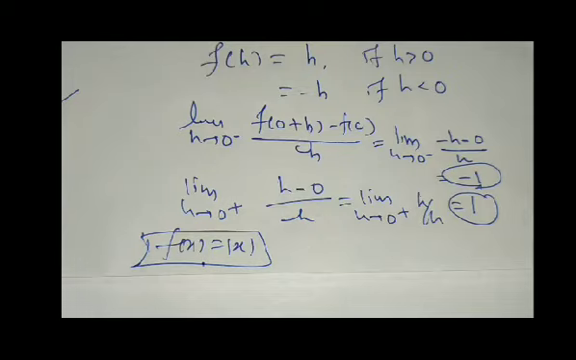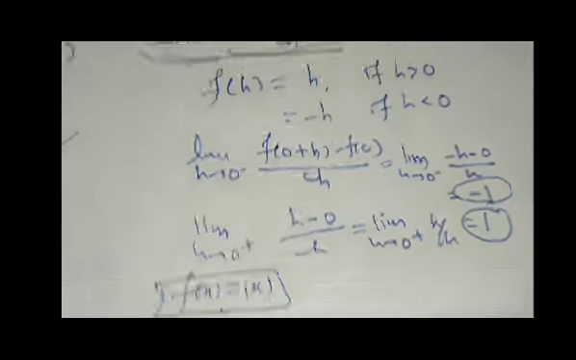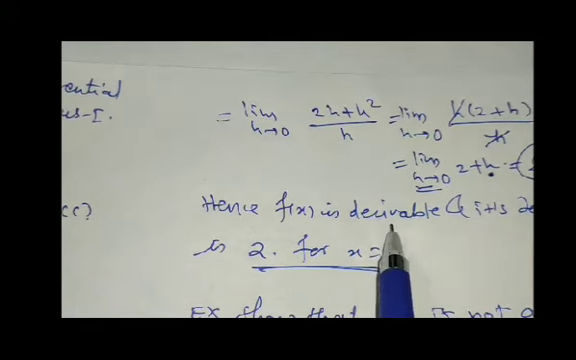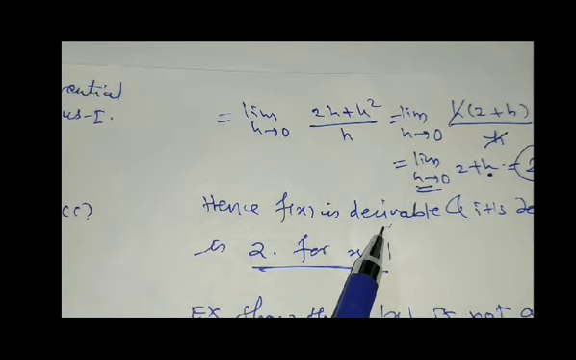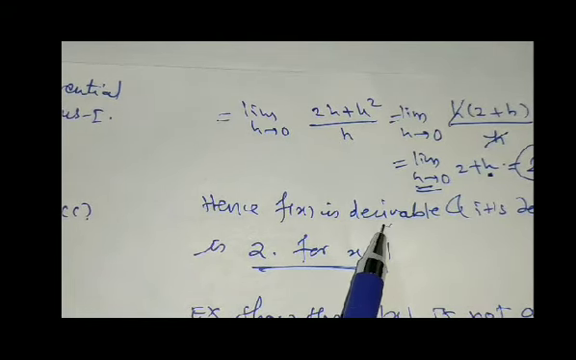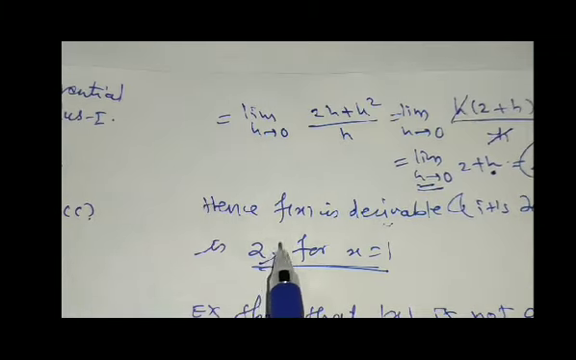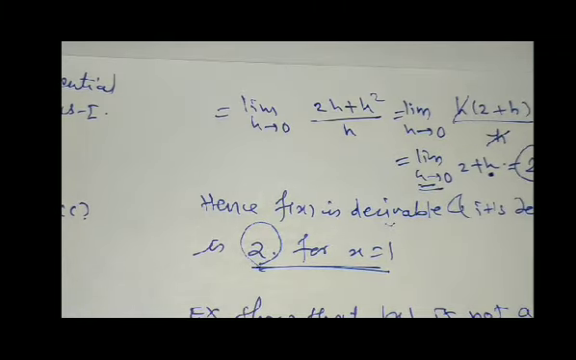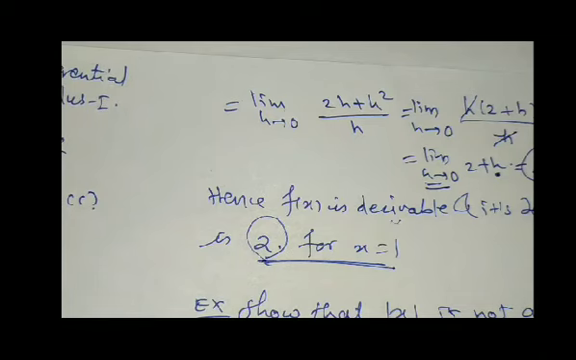So here we simultaneously discuss derivable and derivative. So this value is nothing but the derivative. In the previous example, the function is derivable, which means the left hand and right hand limits exist and both are equal, and that value is nothing but the derivative of that function.